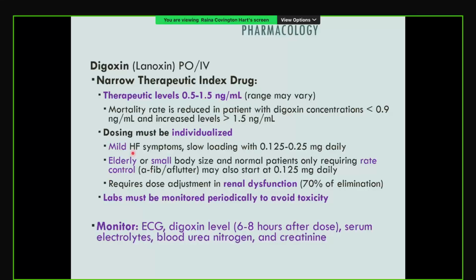So individualized. Looking at this, if somebody has heart failure symptoms already, so mild symptoms, you're definitely going to start low and go slow, okay? So that's where you see this 0.125 to 0.25.